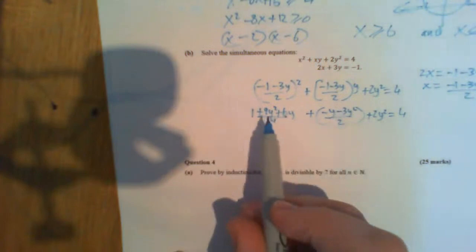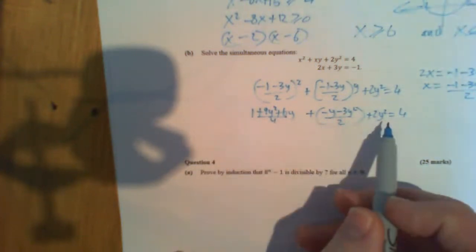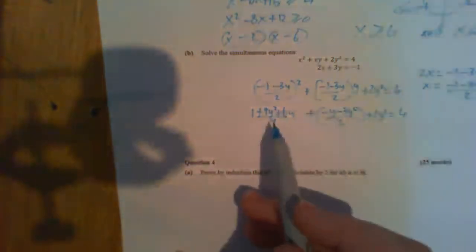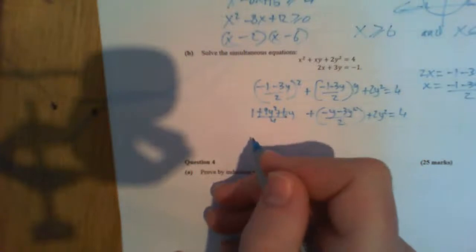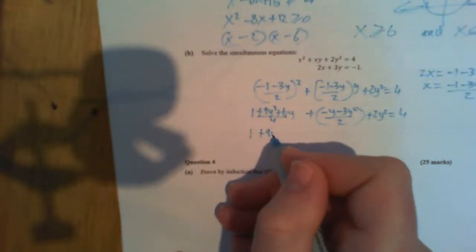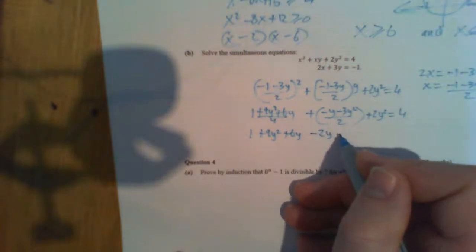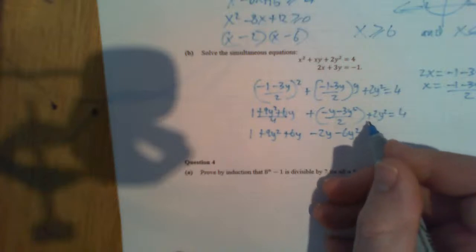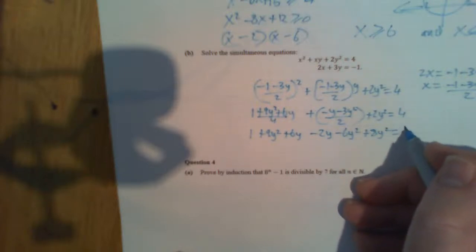So everything's going to have to be, well, I'm just trying to think here. 4 is, so everything's going to have to be multiplied by 4, basically, in order to get this back to where we're going. So let's try and multiply everything by 4. So they're going to have 1 plus 9y squared plus 6y minus 2y minus 6y squared plus 8y squared equal to 16.